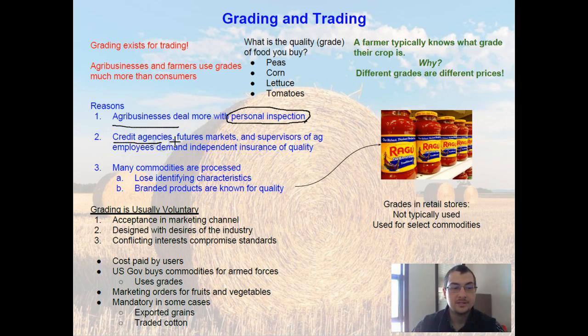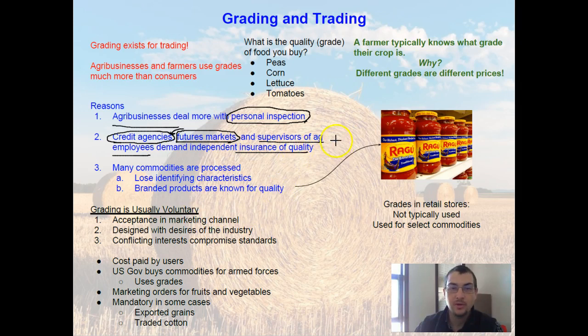Also, credit agencies, futures markets, and supervisors of ag employees often demand independent assurance of quality. A lot of these agribusinesses, especially whenever they brand a certain product, the quality of that product reflects upon them. So they must make sure that the quality is of the highest standard. Often credit agencies or futures markets, because of the risk that's involved, will demand that a certain quality be in the futures markets or be under these credit agencies for assurance purposes. They must make sure that what they have on the books is the actual true right amount.